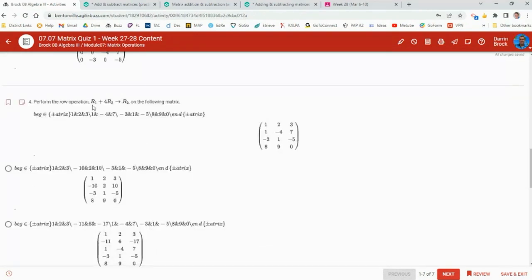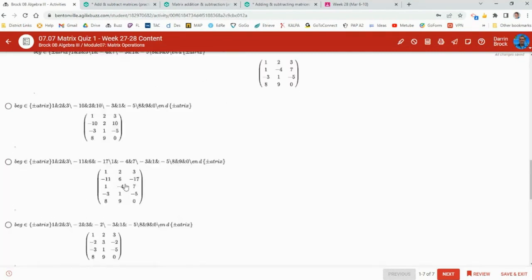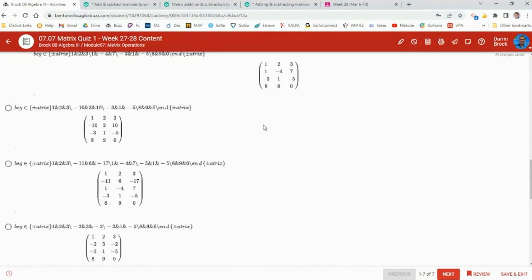Here's a row operation. Row 1 plus 4 times row 3 becomes the new row 2 on this matrix. So which one of these answers is correct? Which one of those 4 matches doing that?